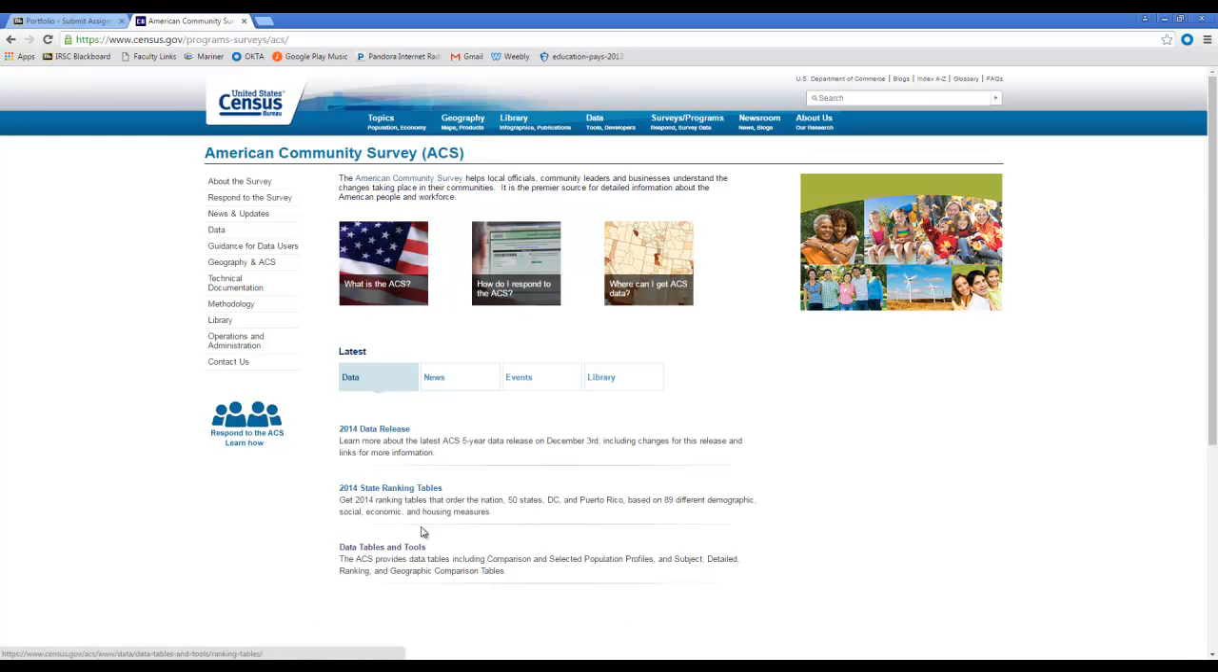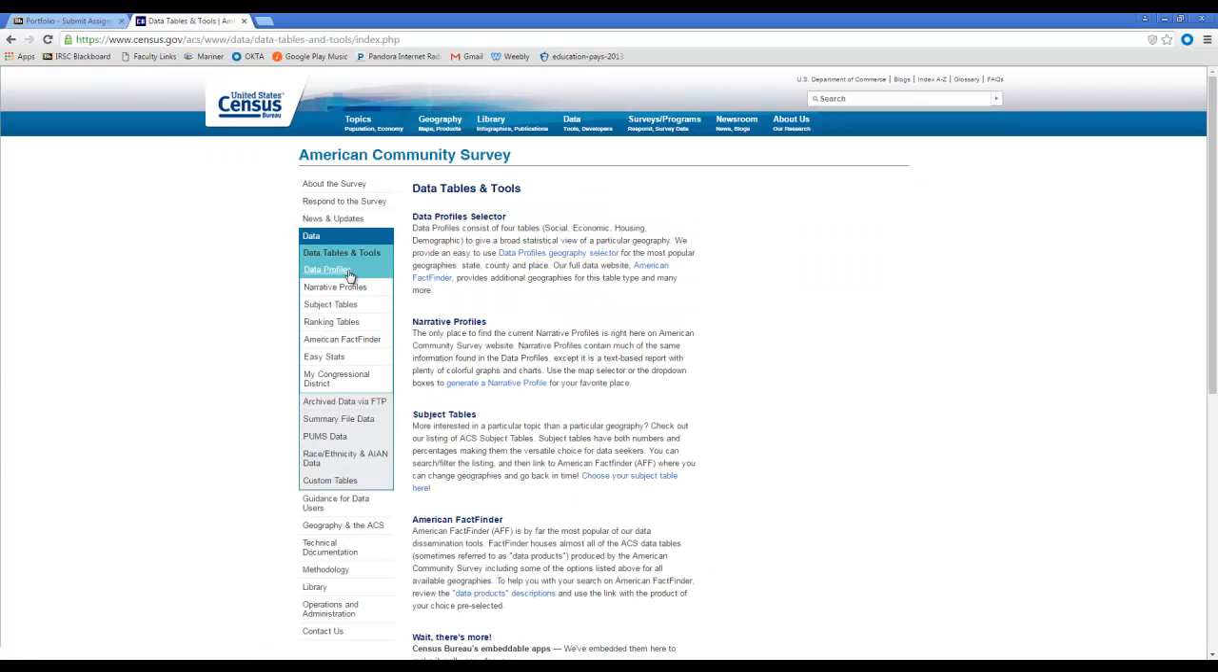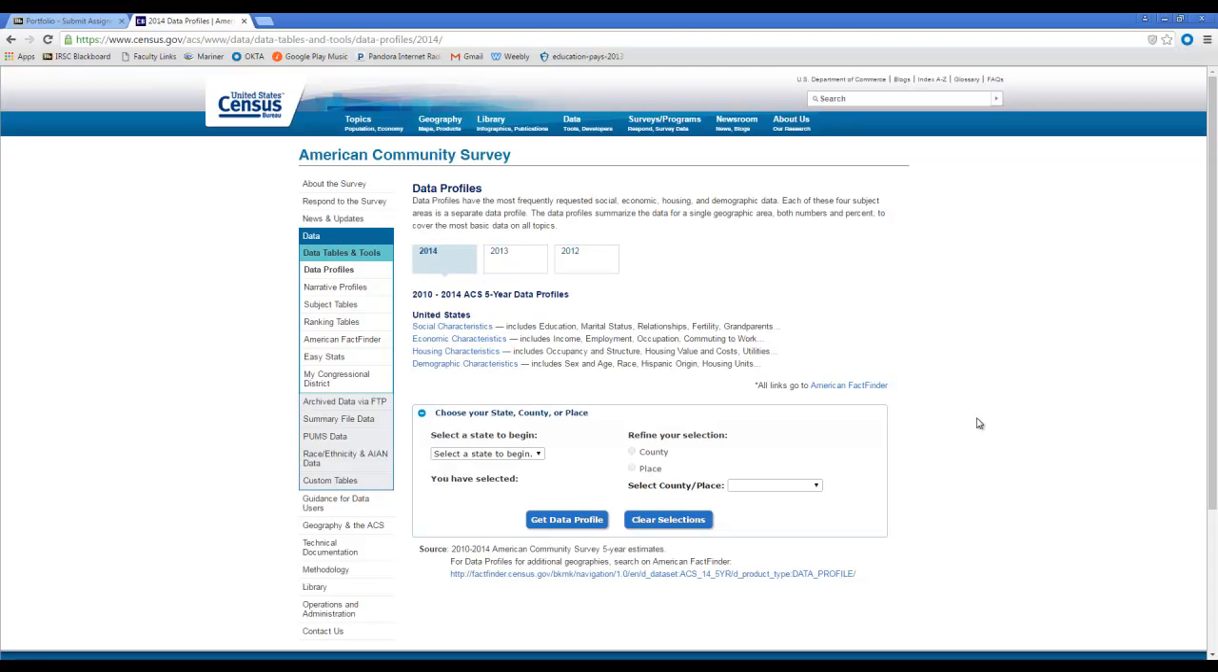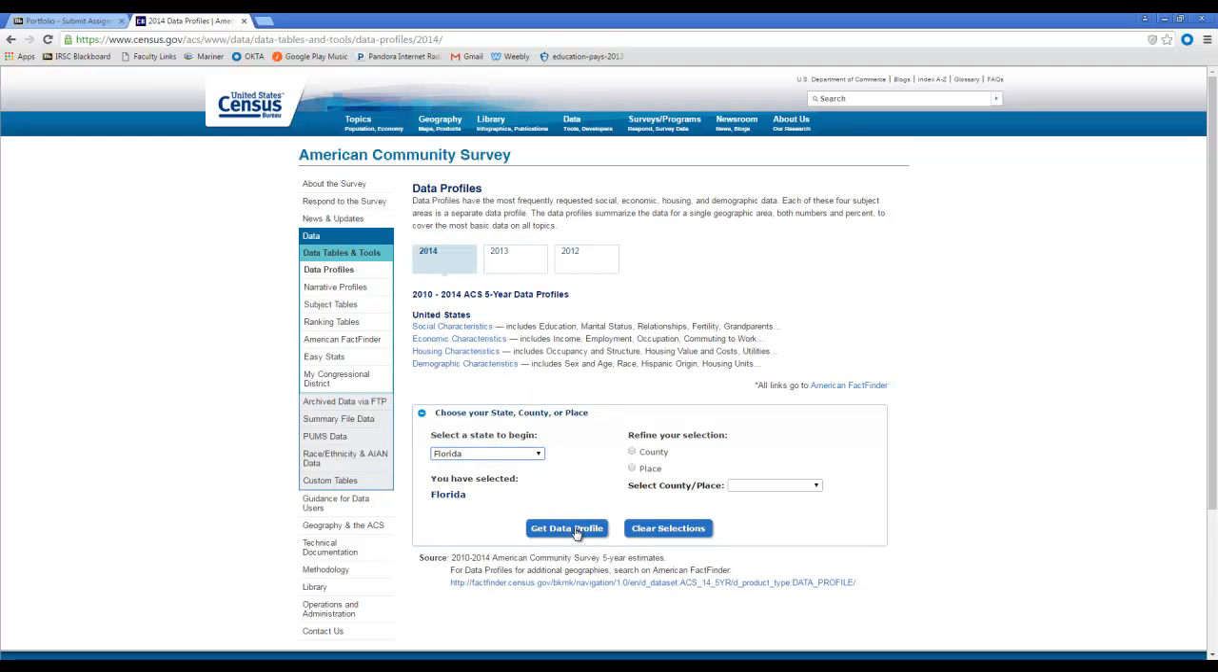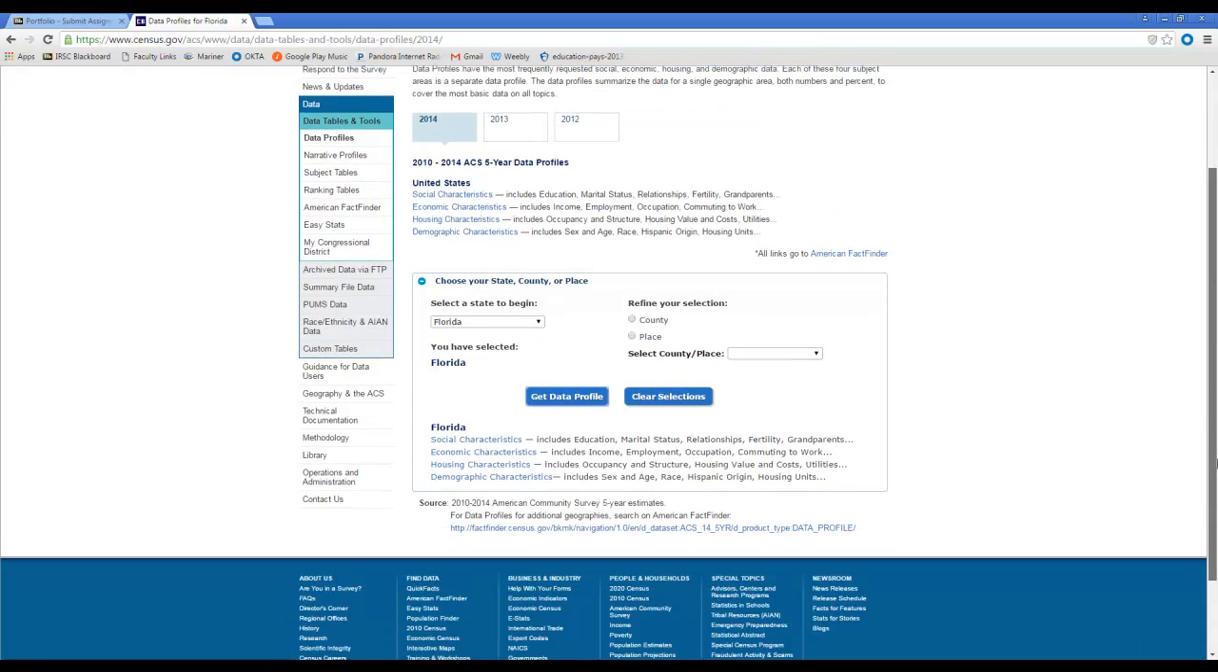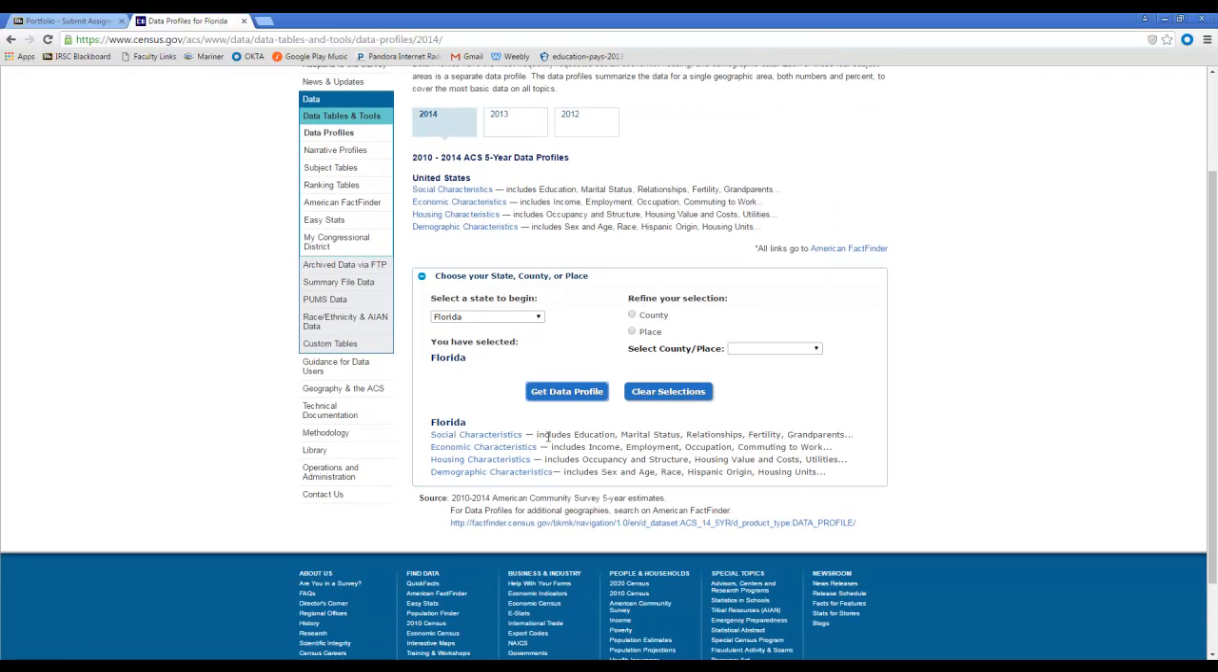So if you go here, go to Data and Tools. Let's see here. And go to maybe Data Profiles, I think it is. Yeah. You can look at all kinds of stuff about maybe the entire United States, or let's do Florida since we're in Florida. Let's go to Florida here and get the data profile of Florida, and we have a couple of options here. We can look at social characteristics, education, marital status, that kind of stuff. We can look at economic characteristics of the state, income, employment, occupation, housing characteristics, or demographic. That would be like race, gender, etc., etc.